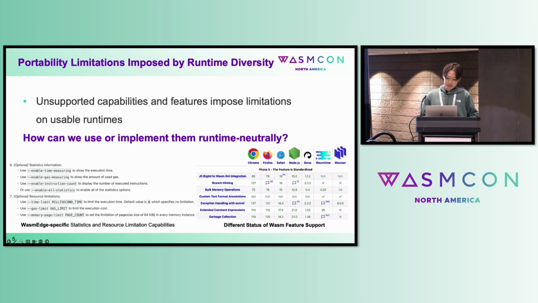Each runtime implements its own unique capabilities. For example, WasmEdge has capabilities like statistics and resource limitation, which are needed to run applications in production, but not all implemented by all runtimes. Moreover, while Wasm has a standardized variety of features, their support status differs across runtimes. As a result, there are limitations on the available runtime and the features usable in Wasm bytecode. So, how can we achieve runtime neutrality?